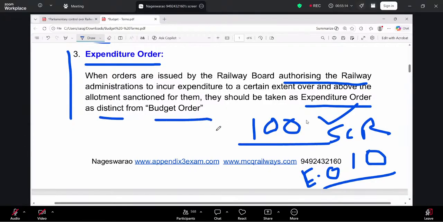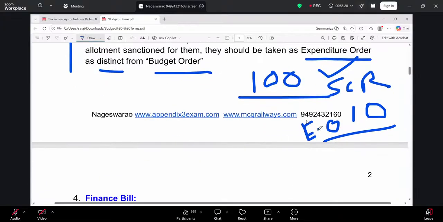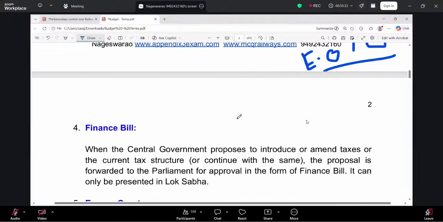You can ask, sir, without budget, how is Railway Board authorized? They can reappropriate between some railways that are surrendering funds. So some railway, in the revised grant time, it will adjust. In the revised grant time, it will regularize. So this is the internal one.